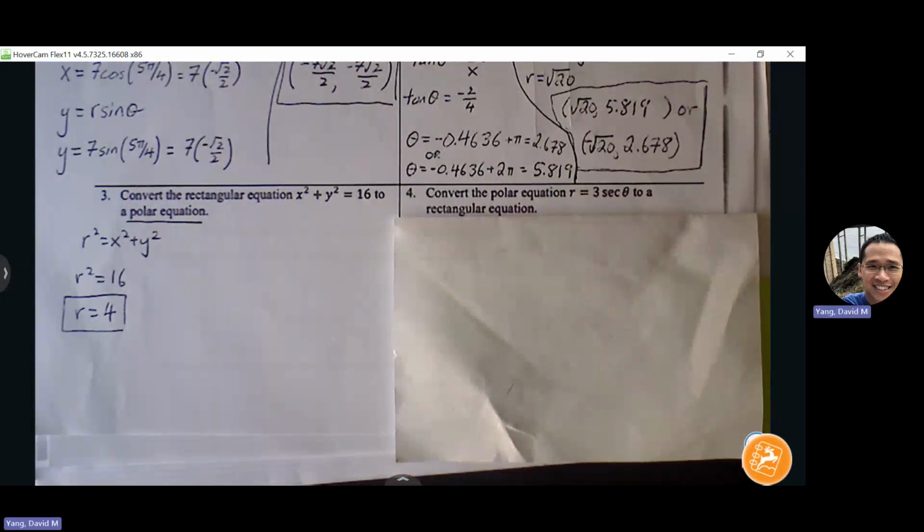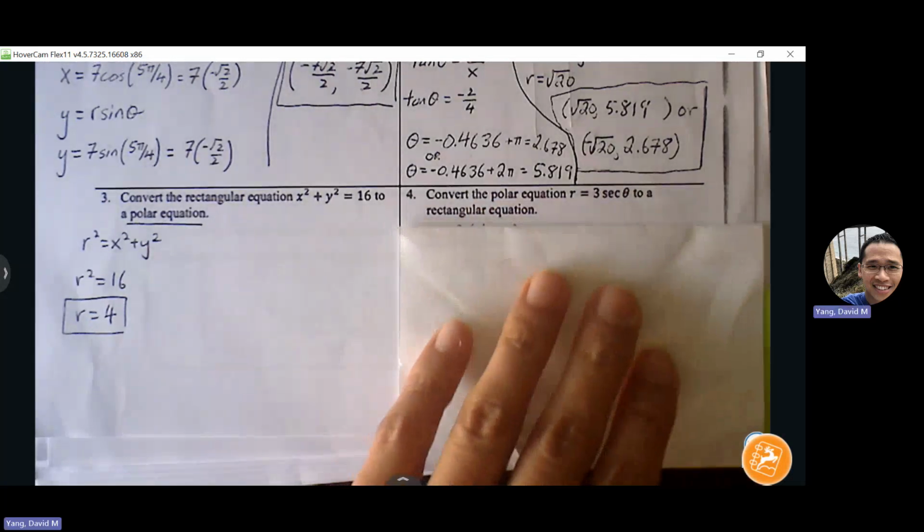Number 4, convert the polar equation R equals 3 secant theta. You can think of 3 secant theta as 3 over cosine theta. Cross multiply, you can get that R cosine theta to show up.